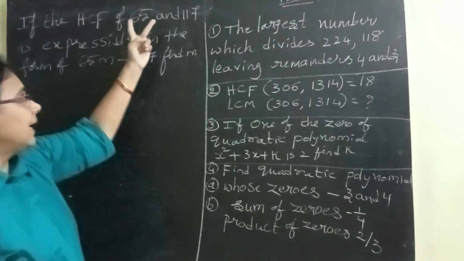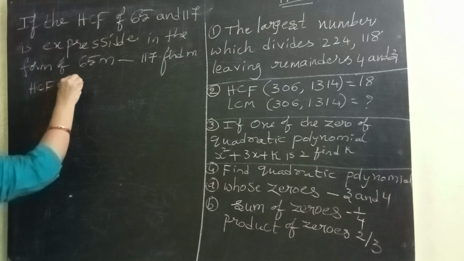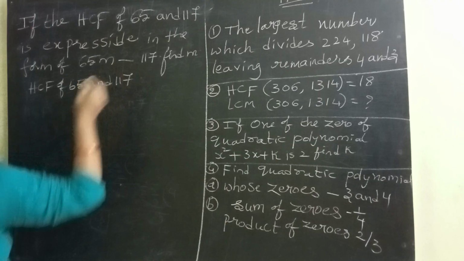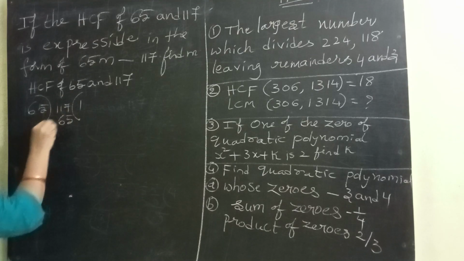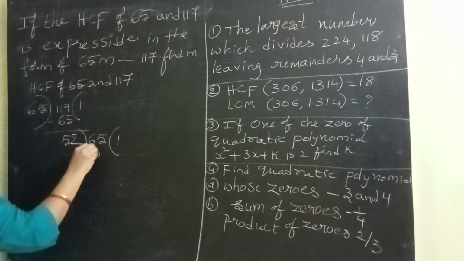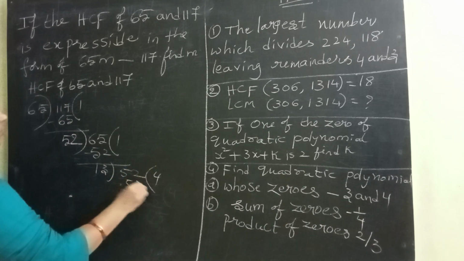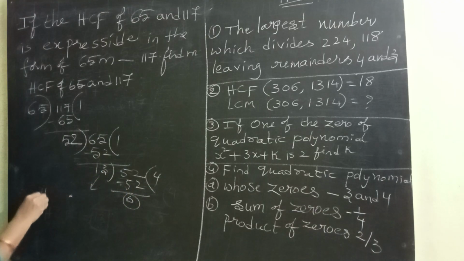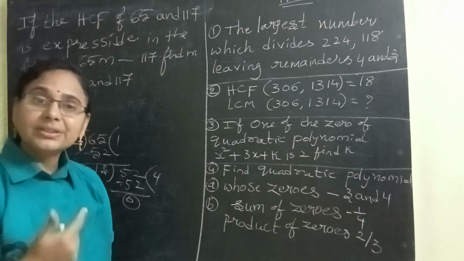First you have to find the HCF of these two numbers, 65 and 117. How can we find? Take the small number as divisor and the greater number as dividend. 65 ones are 65, 7 minus 5 is 2, 11 minus 6 is 5, 52. Then 65, 52, it's 13, 52, 13 fours are 52. Just now we completed the HCF of these two numbers. In the previous sum I explained the HCF of these two numbers is 13.